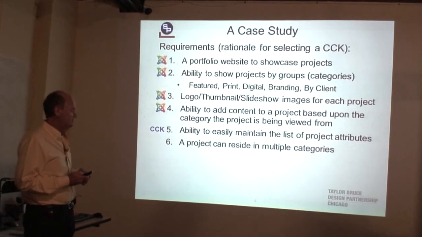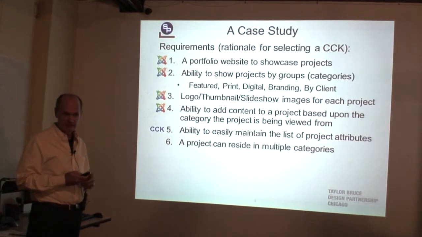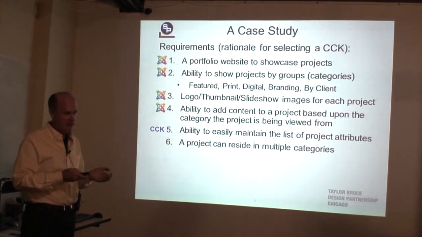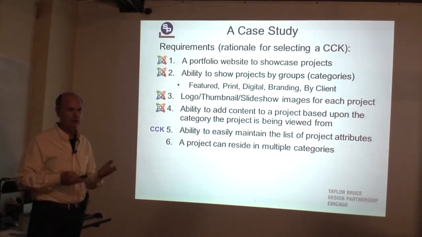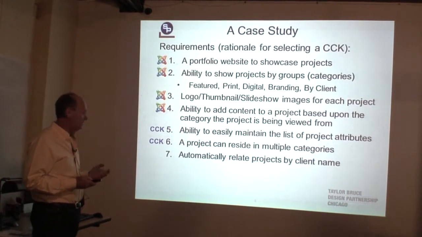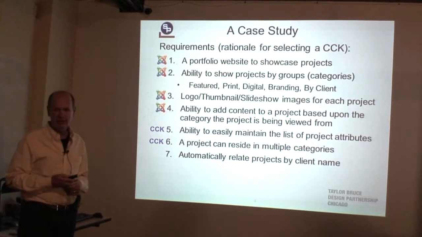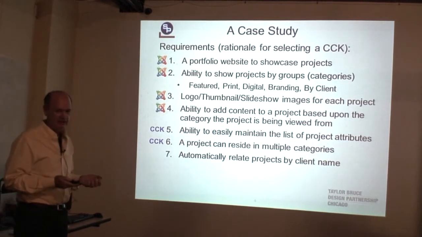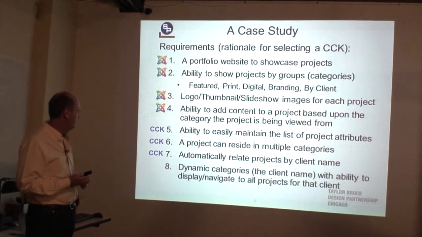And then he said the big one, I want projects to be able to be in multiple categories. So I want a project that's featured, and it could be a digital project, one of your websites. Or I want a project that's featured, and I want it to be a print. Or maybe it's a website that's a brand project also. So I want to be able to put the same project into multiple categories. I said CCK for sure for that, or I thought so anyway. And then he said I want to also automatically relate projects by client name. I had heard of the tagging you could do in Joomla, but when he said automatically, he doesn't even want to tag them. So hopefully a CCK can handle that.